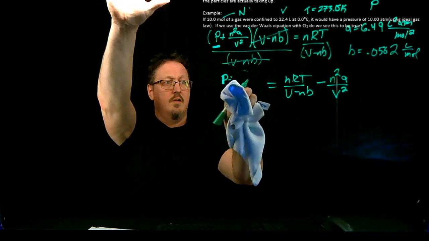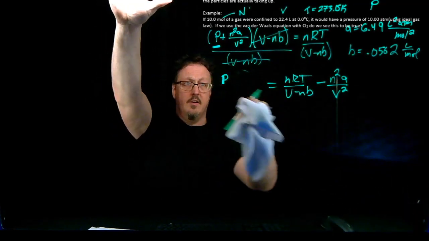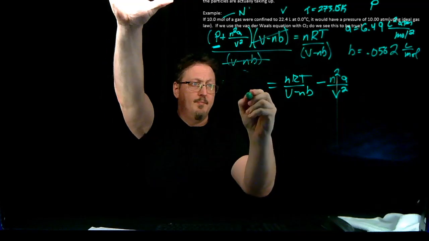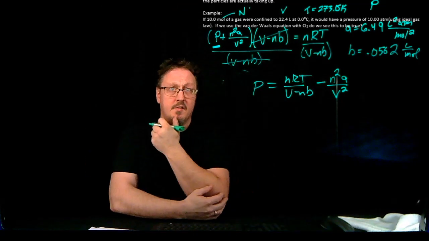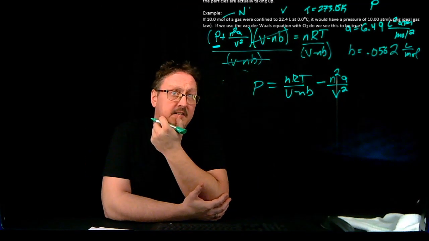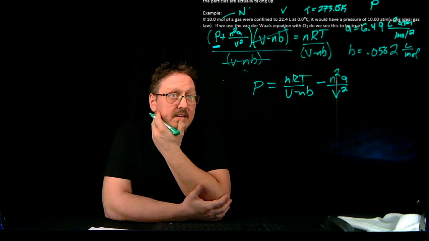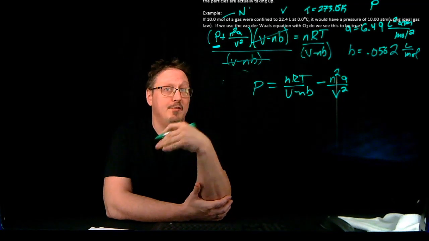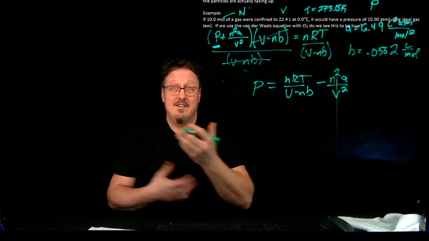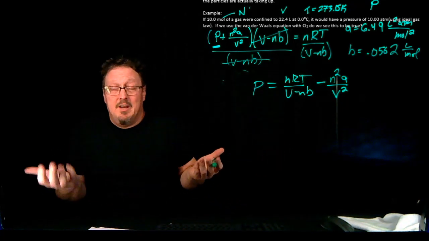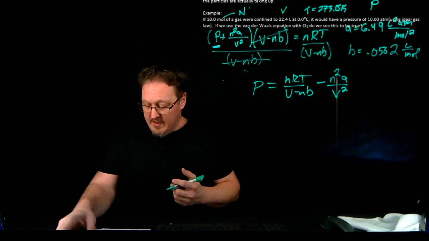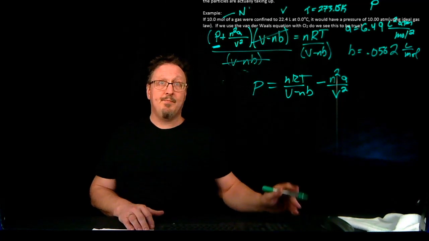So P, and I'm going to rewrite it so it looks a little bit less dumb. P equals nRT over V minus nb, minus n squared a over V squared. Yeah, that's a lot, I know. But like I said, it's more complicated, but it's okay. Take your time. You guys can do the pieces. I know you can.